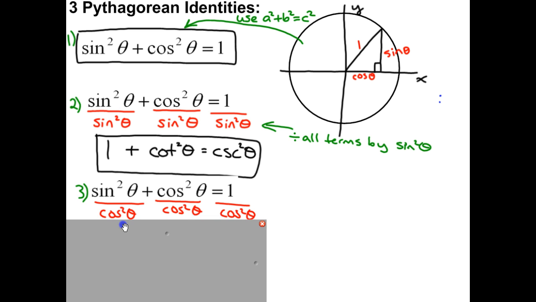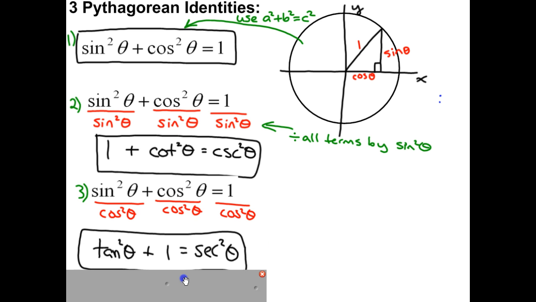Finally, the third one comes from taking sine squared theta plus cosine squared theta equals 1, the original one, dividing all the terms by cosine squared theta. Okay? Rewrite what you think the simplified form of that is, and then play the recording. Okay, so hopefully you got that this one is tangent squared theta. This is obviously a 1. And 1 over cosine squared theta is written as secant squared theta.